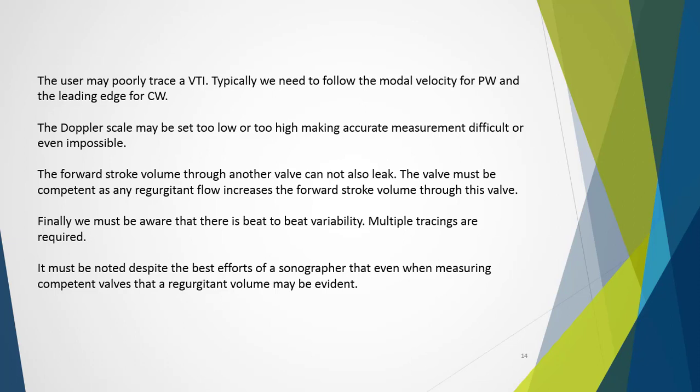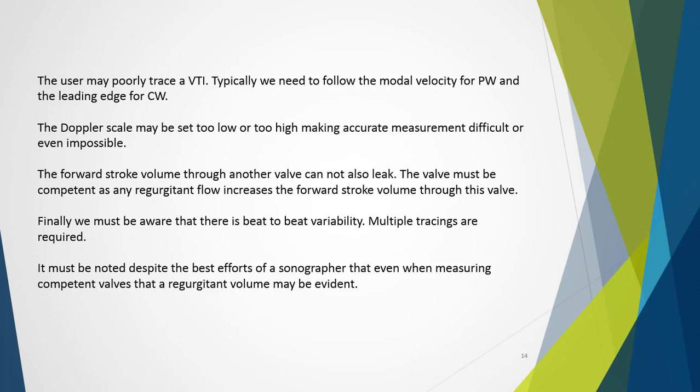Forward stroke volume through another valve also cannot leak. The valve must be competent, as regurgitant flow increases the forward stroke volume through that valve. Looking at our formula, it is seen this would lead to an underestimation of the regurgitant volume of the valve we're actually interested in. Similarly, an intracardiac shunt will have the same effect. If the valve is measured distal to the shunt, and thus has greater stroke volume, again the regurgitant volume calculated would be underestimated for the valve of interest.